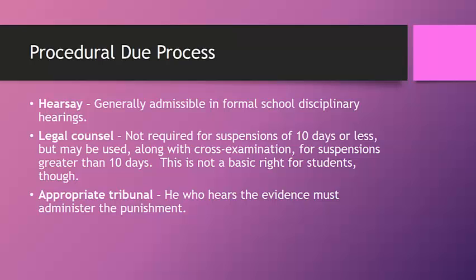And then the last one on this slide is an appropriate tribunal. Again, all this is about procedural due process. Appropriate tribunal here means that he who hears the evidence has to administer the punishment. So we cannot have the principal listening to all the evidence and taking notes and then passing it up to the board to decide what to do. The principal who hears the evidence has to be the one to make the judgment on the evidence and then decide the punishment as a result.